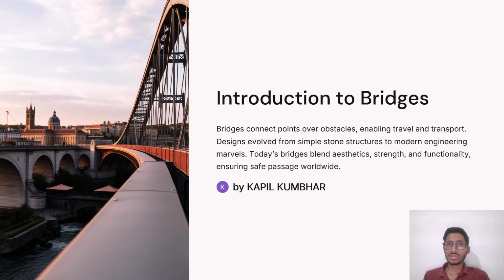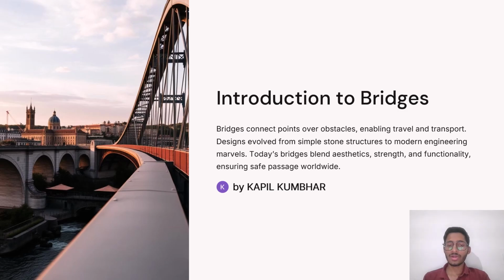Bridges are constructed over a river to connect two points which are not accessible by normal roads, which enables an easy way to transport. When bridges were introduced worldwide, firstly they were formed by simple stone structures. But nowadays, due to modern engineering, there are marvelous bridges which can be seen worldwide.